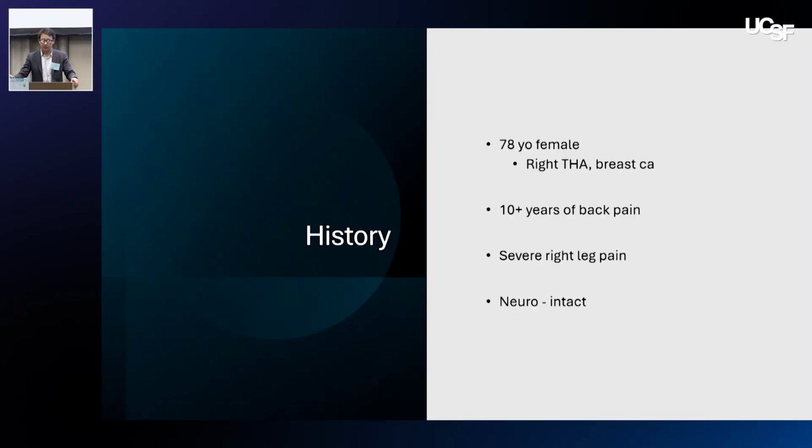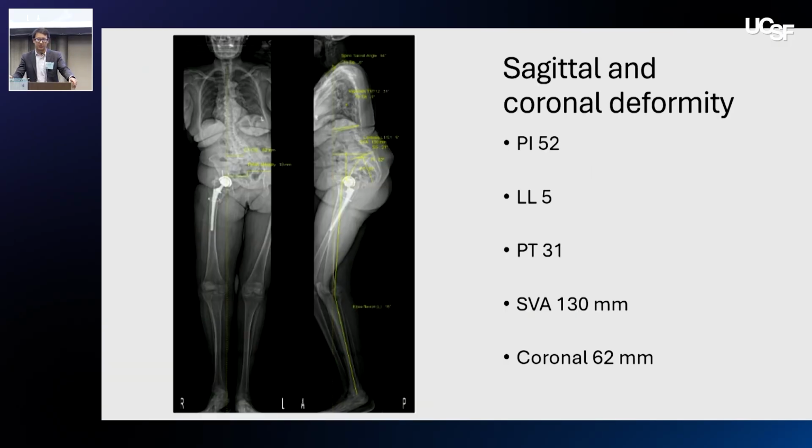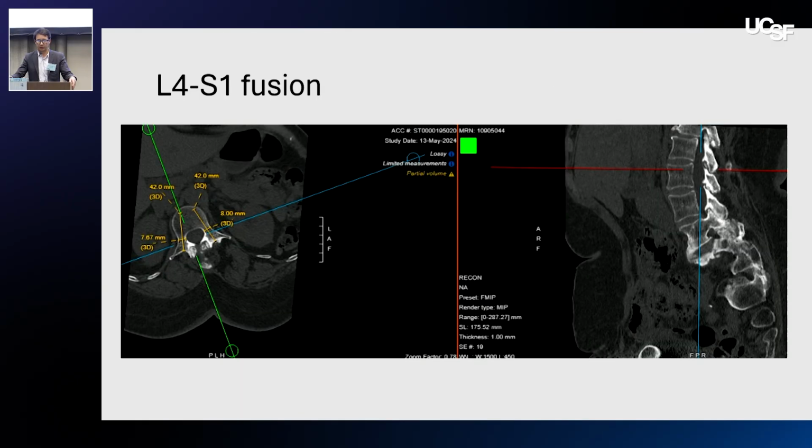Now, I'm going to talk about some of these concepts by way of history. First is a relatively straightforward case, a 78-year-old female, overall very healthy. If you calculate her frailty score, she's in the not frail category. She's had multiple years of back pain, some leg pain, and although neurologically intact, she does have a fairly complex deformity where she's sagittally imbalanced, with a coronal shift, type C curve, and decompensated with an elevated pelvic tilt.